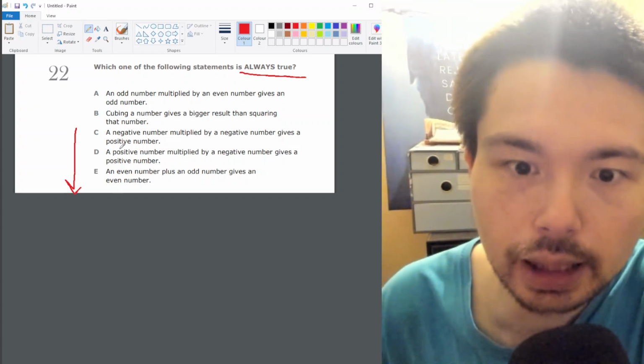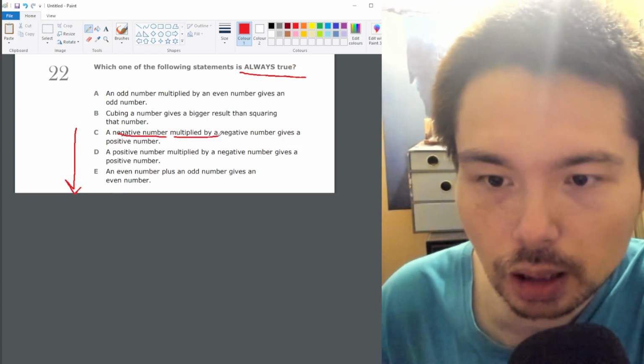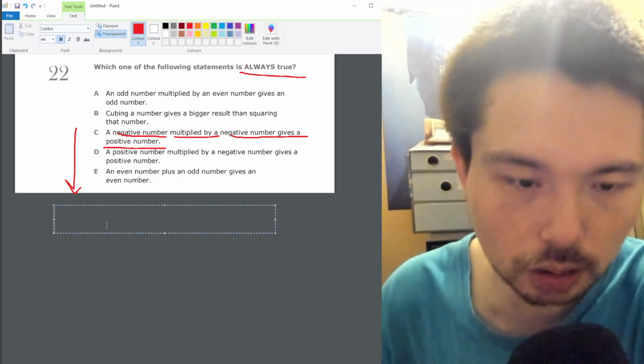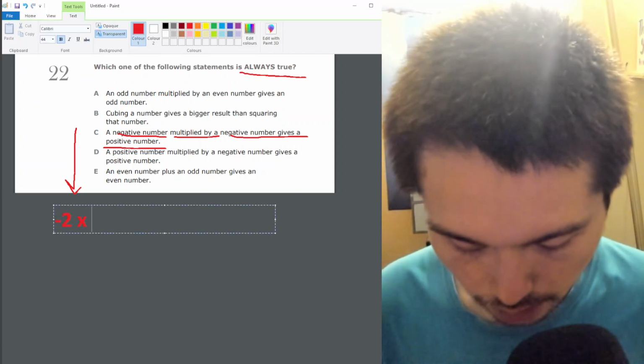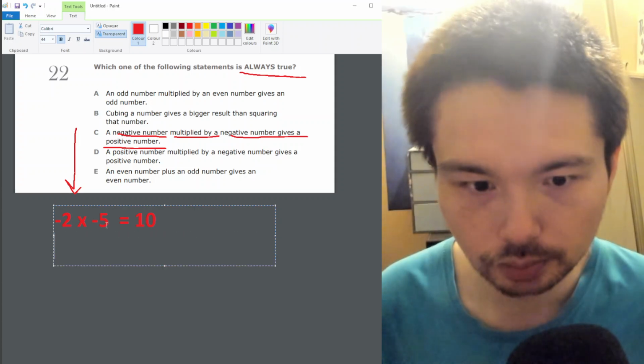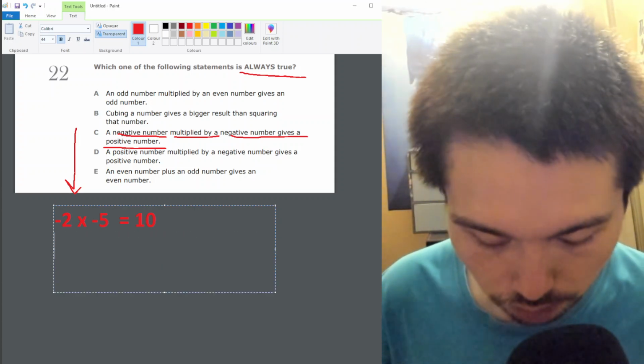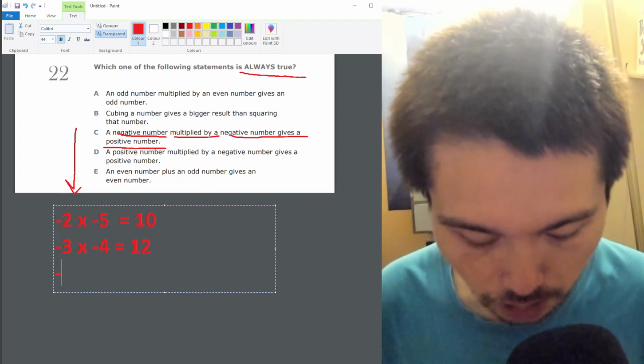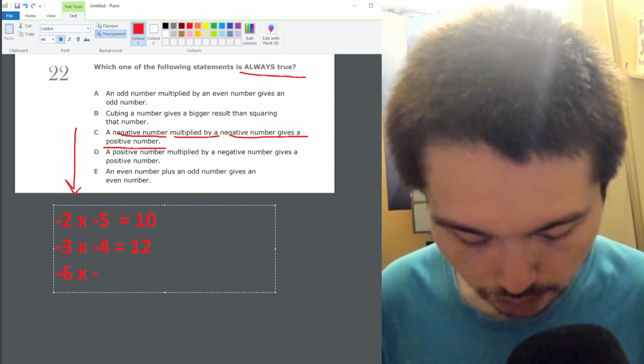Here we go. A negative number multiplied by a negative number gives a positive number. Let's just pick a few options. -2 times -5 is 10. Write it with me if this is brand new for you. -3 times -4 is 12. One more example. -6 times -7 is 42.